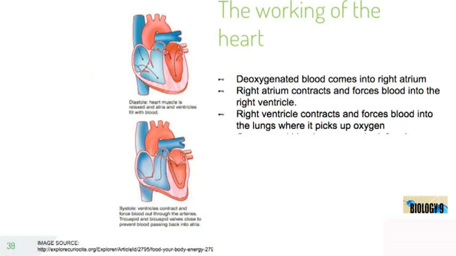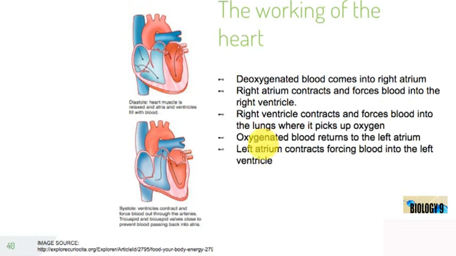So once the blood enters here, the right ventricle contracts and forces the blood into the lungs, where it picks up the oxygen. Great. The oxygenated blood then comes back in to the left atrium, which is on the right hand side, and it's filling up this top part of the atrium here. The left atrium contracts, pushing it down into the ventricle.